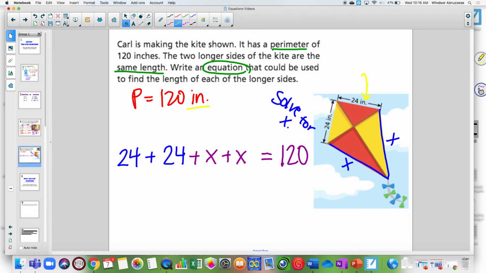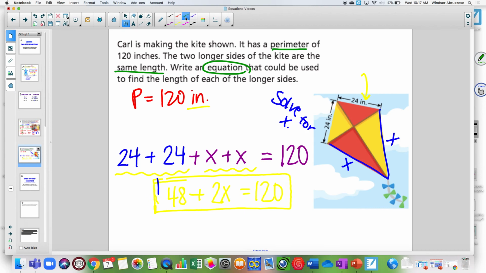So there's my equation. Now, should I simplify my equation? I would say yes, definitely. Anytime you can simplify an equation or a fraction, you definitely want to. So let's combine the like terms. X plus X is 2X. Bring down my equals 120. And these are also like terms. What's 24 plus 24? 48. Here is my equation to find the side lengths.